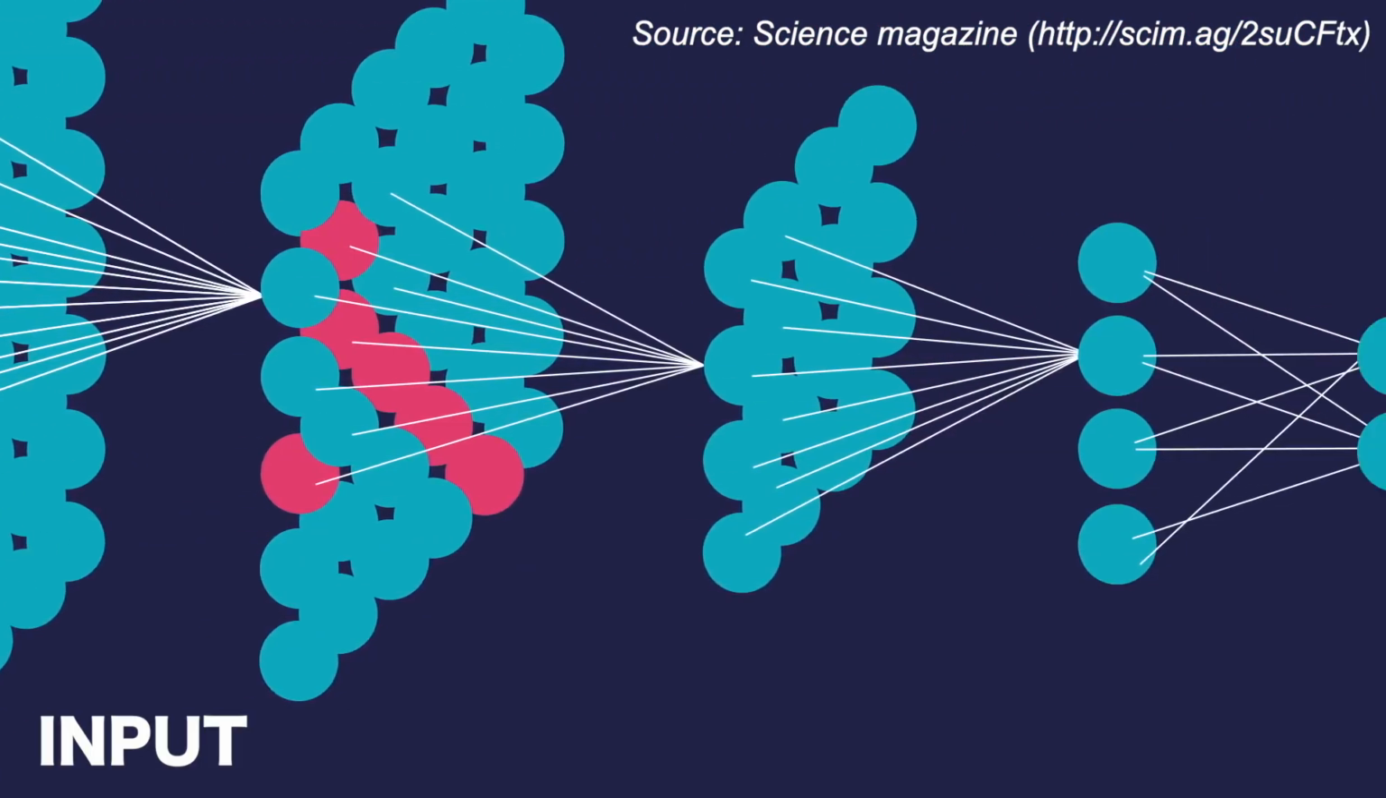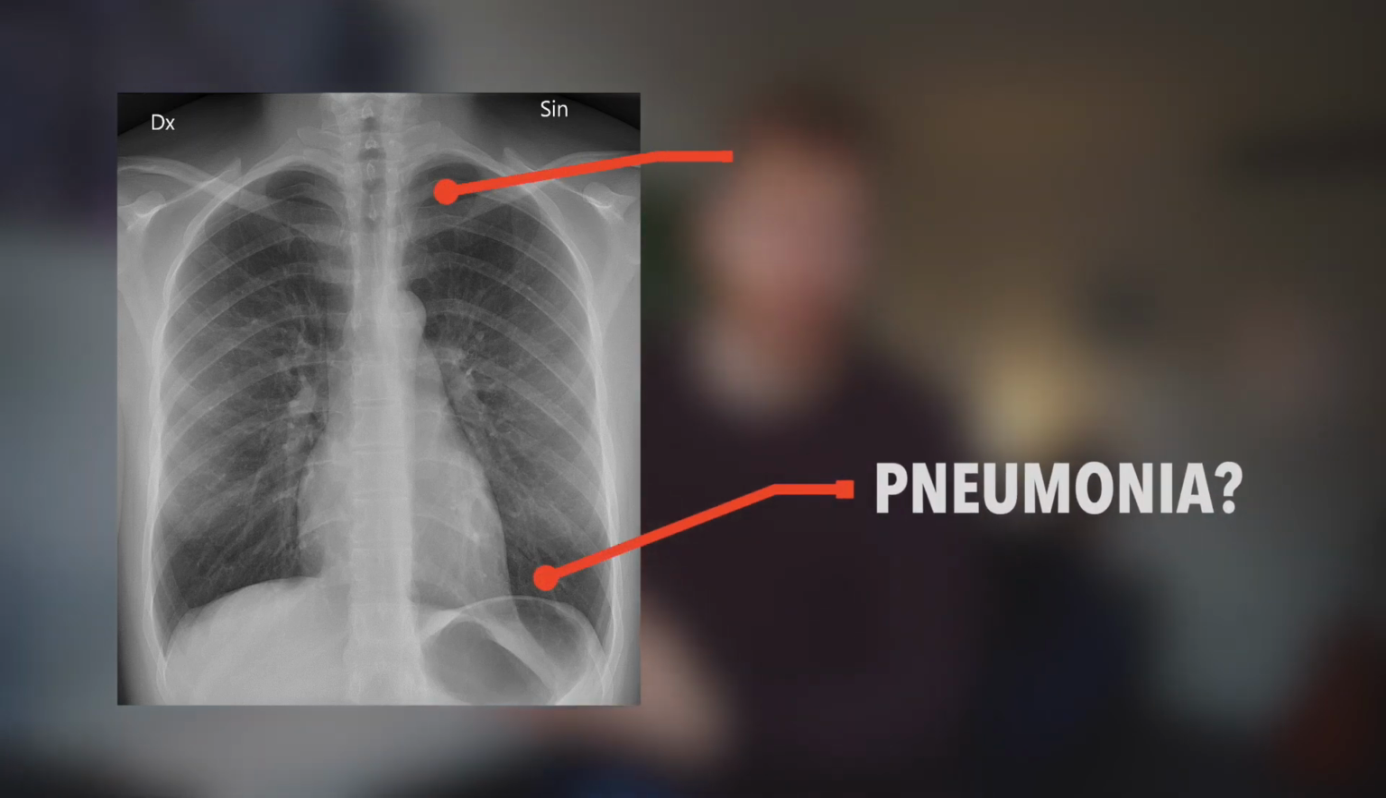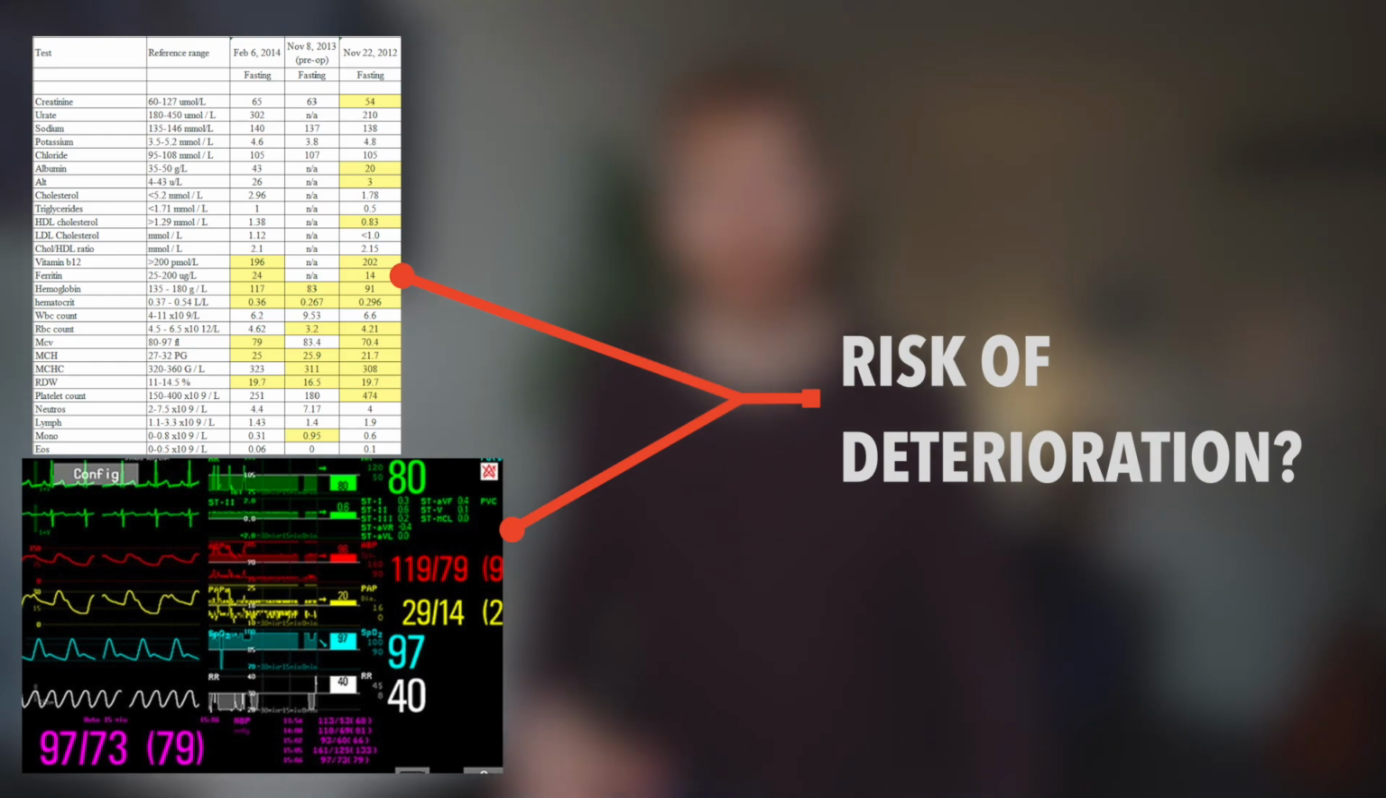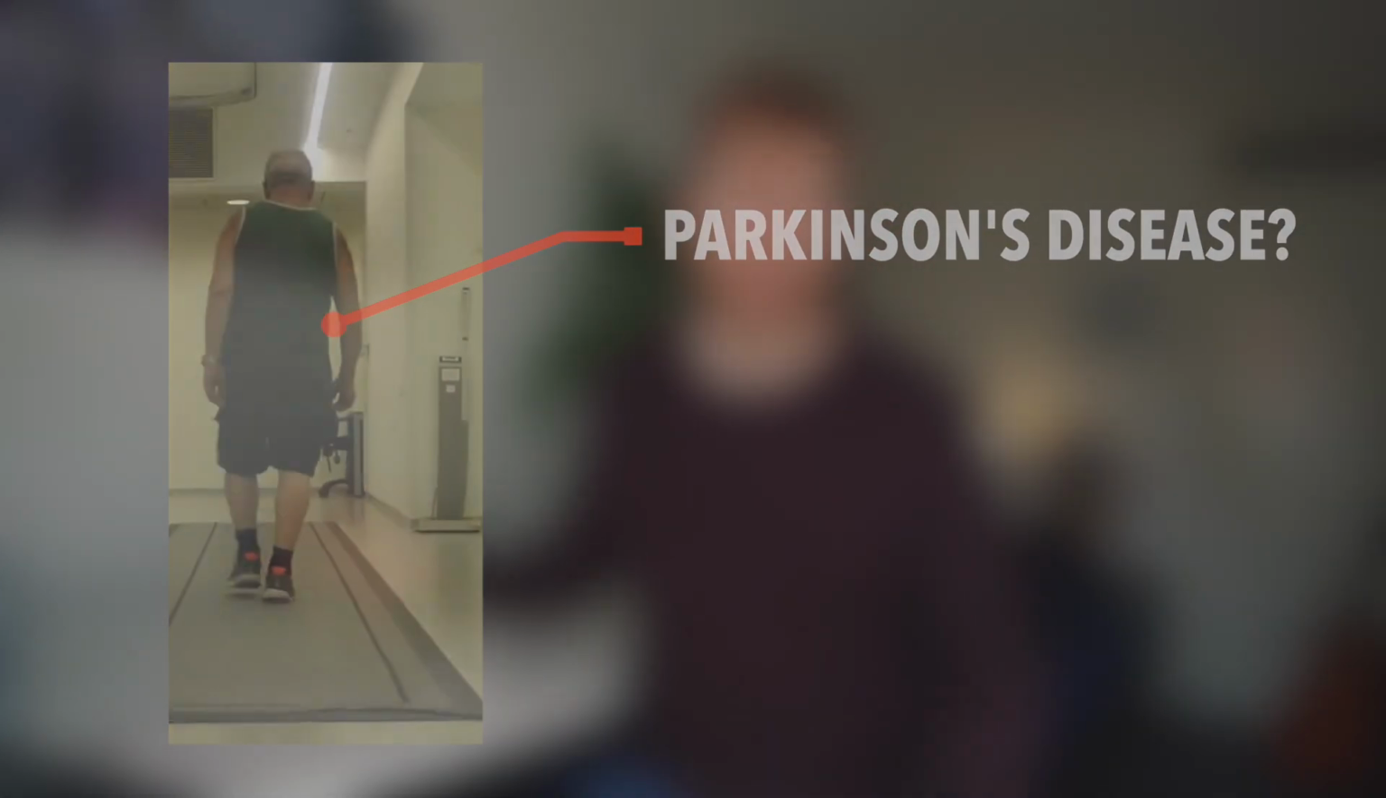Fundamentally, a way to look at a machine learning algorithm is that we are taking inputs and we are getting outputs. So the input might be a chest x-ray, and the output will be: is there a pneumonia, is there a cancer, or is it a normal chest x-ray? The input might be a series of blood tests and a series of vital signs, and the output might be: what is the risk of this patient clinically deteriorating? Or the input could be a video of a patient with suspected Parkinson's disease, and the output would be whether or not the algorithm thinks that they have Parkinson's disease.